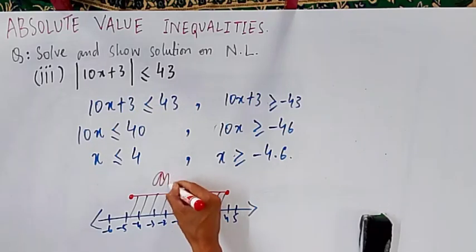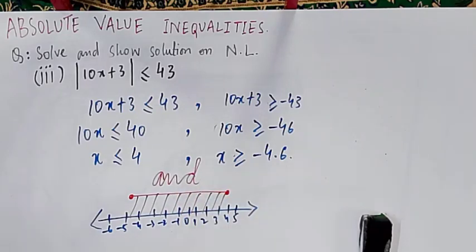So it means this is the case of AND. So x is greater than equals to minus 4.6 and less than equals to 4. So this is how we do the solution of the absolute value inequalities. Now I want to finally discuss a few points which are the common mistakes that usually students make. So you need to remember this.